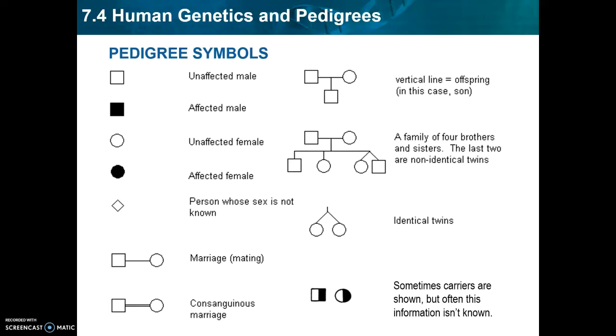A horizontal line represents a marriage or mating between a male and a female. That is very common on a pedigree. That shows who has offspring with whom.